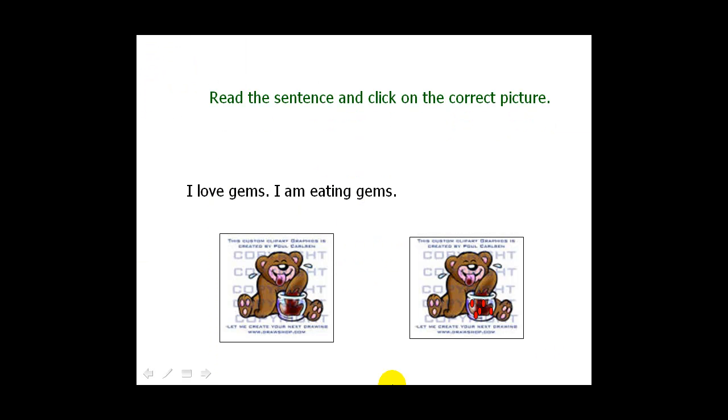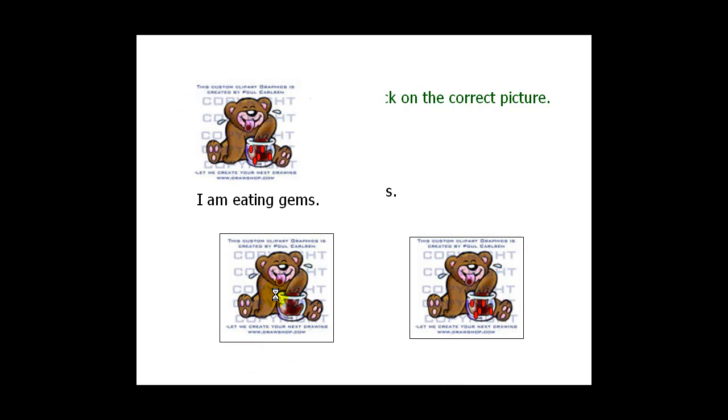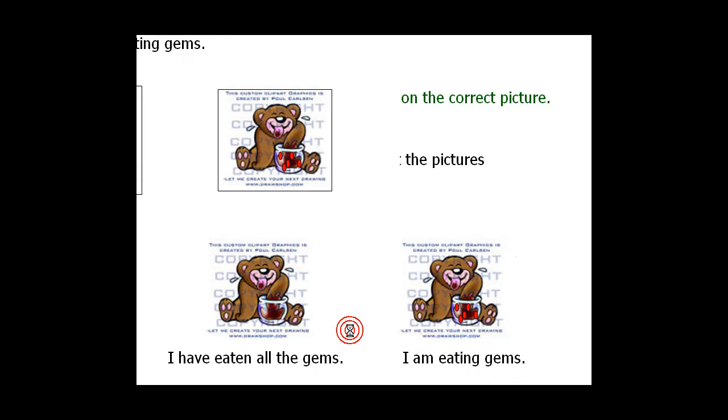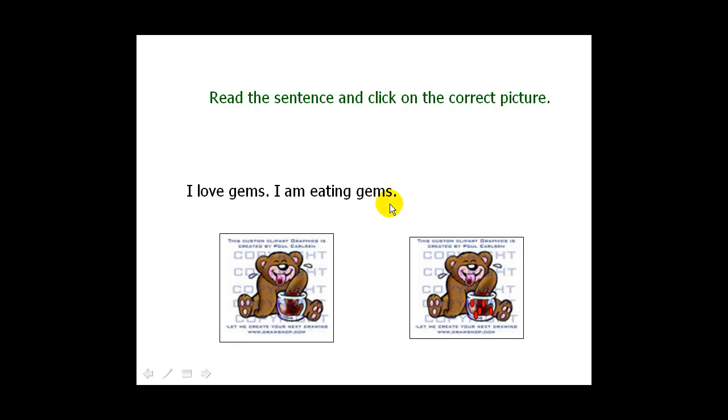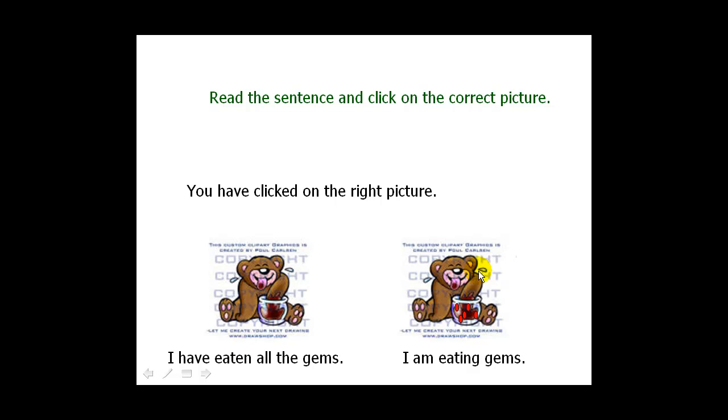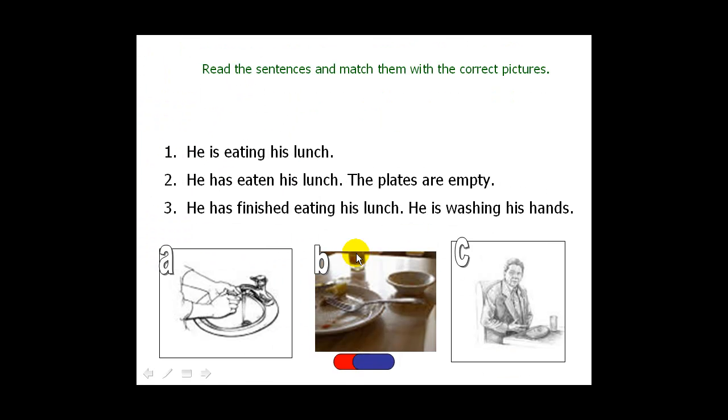So I love gems, I am eating gems, and I think as a student this is the correct picture. But it says you have got it wrong. Look at the pictures and read the sentences. I've eaten all the gems, I'm eating the gems. So read this now and then go to the next one again. I love gems, I'm eating gems. Now as a student I click on this picture and it says yes, you have clicked on the right picture. I get the feedback and I learn it further by reading this.